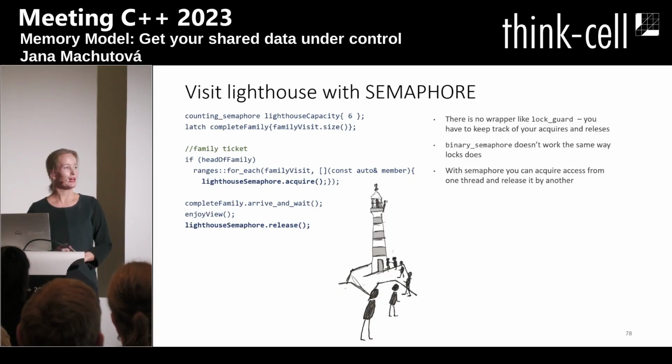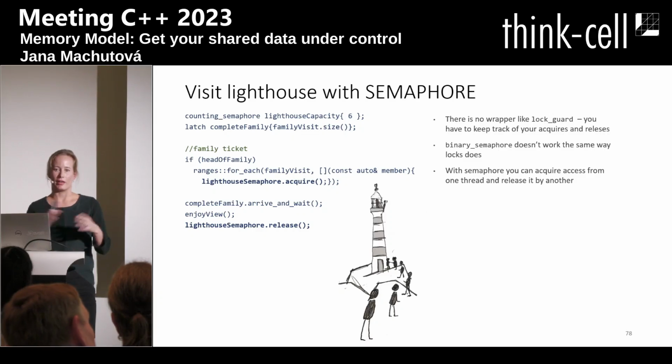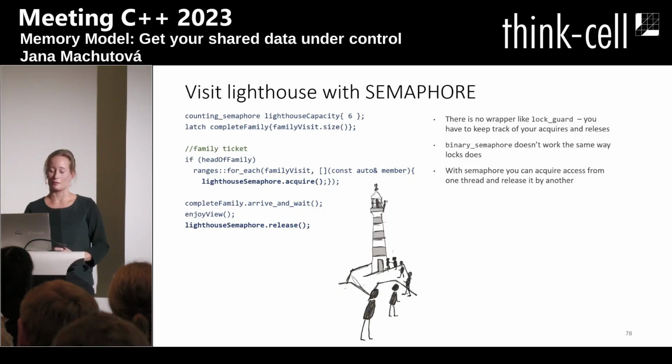What is also nice and not possible with a mutex is that one thread may acquire and another thread may release. So we have the family group. One member of the family will buy tickets for all of them. They will go inside and leave one by one, releasing by themselves. It's absolutely okay. You can't do it with a mutex. A mutex has to be released on the same thread it was acquired.